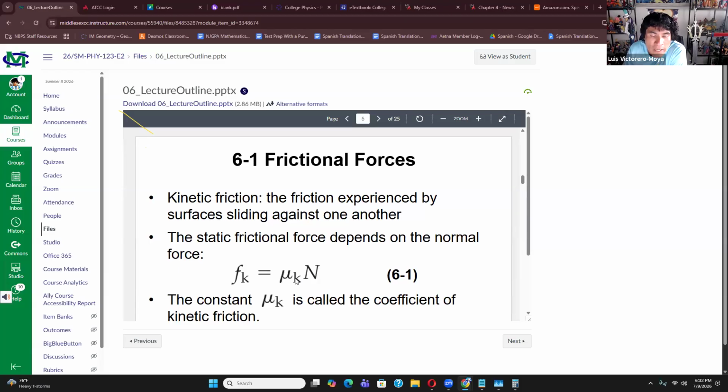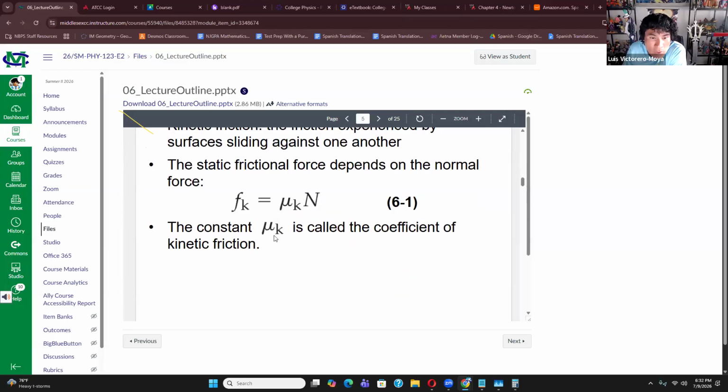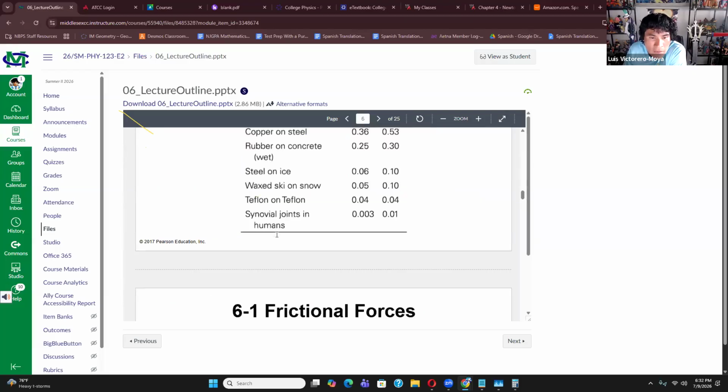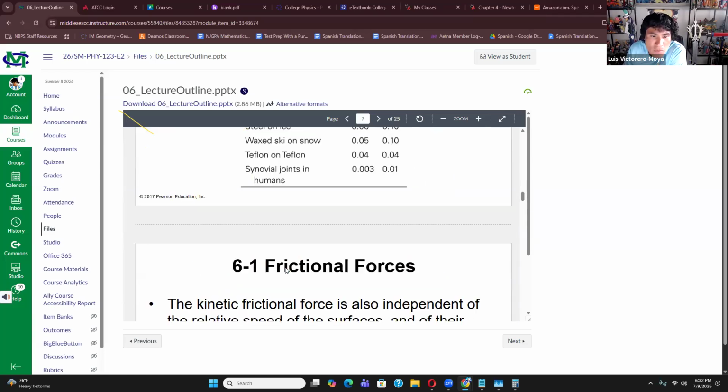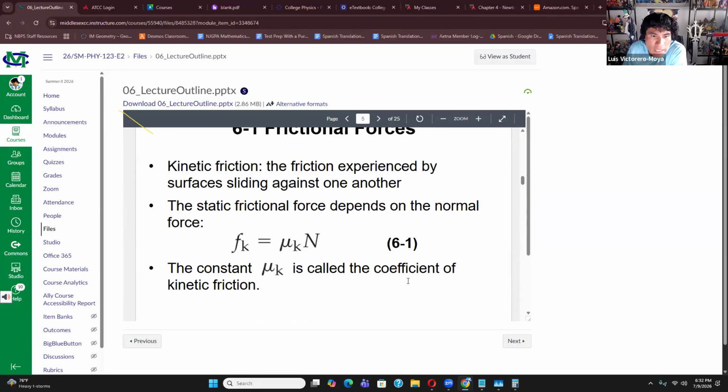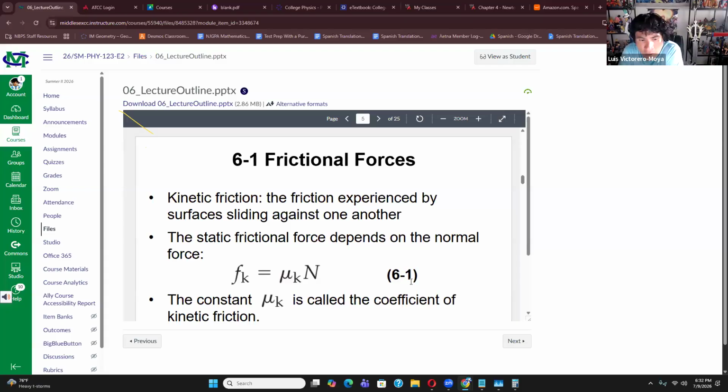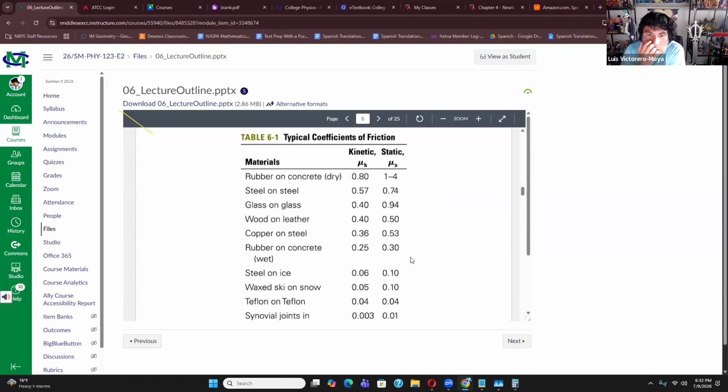Now, we're eventually going to call it mu or mu k, but just so you know, there are two: there is mu k and there is mu s. So what are mu k and mu s? That is a coefficient of friction, in this case mu k, the coefficient of kinetic friction, which is a dimensionless, unitless quantity.